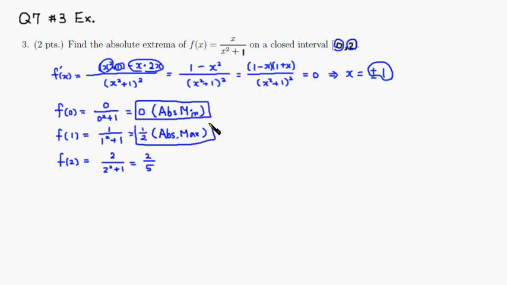right? So absolute maximum value is 1/2, which occurs at x equals 1, and the absolute minimum is 0, which occurs at x equals 0. All right, that's it. I hope that this was clear.